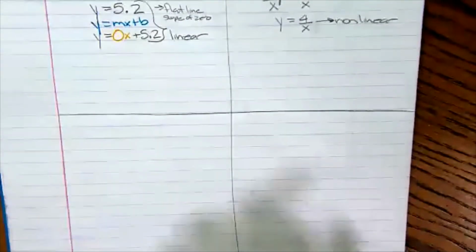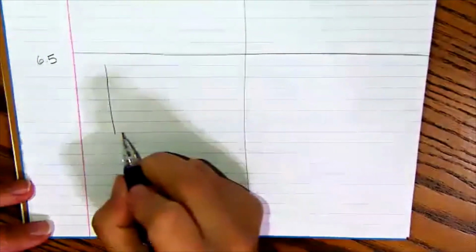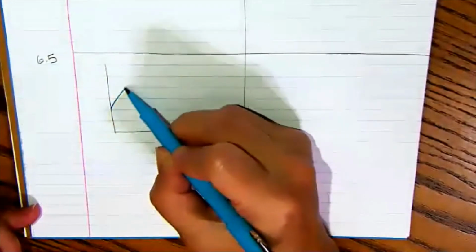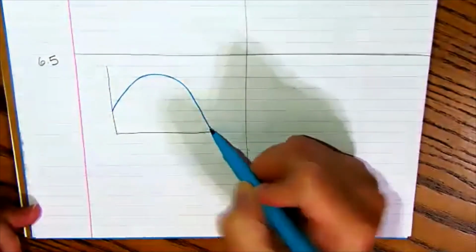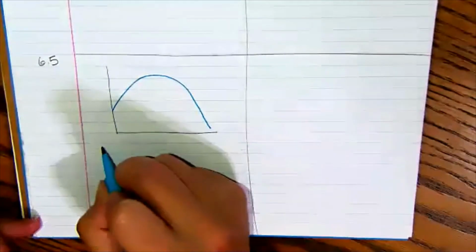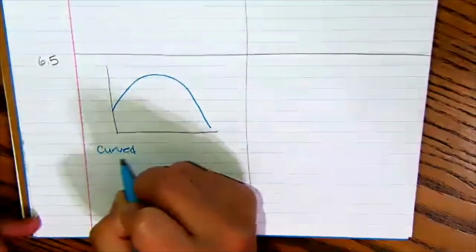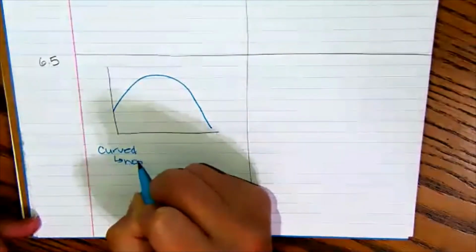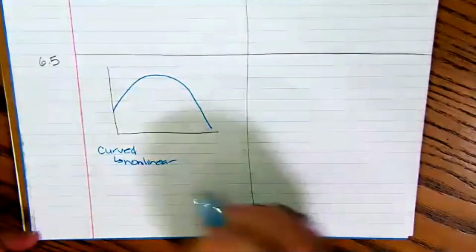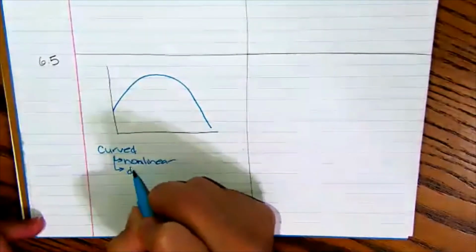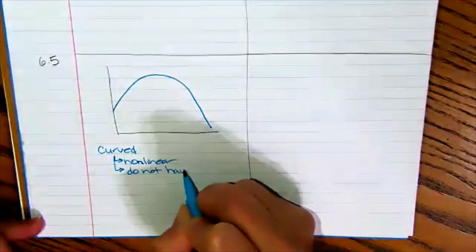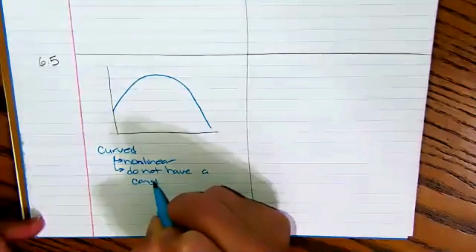Okay, and the last part for today is 6.5. Let's review 6.5. So we have a graph that looks like this. This is curved, therefore it is non-linear, and we do not have a constant rate of change.